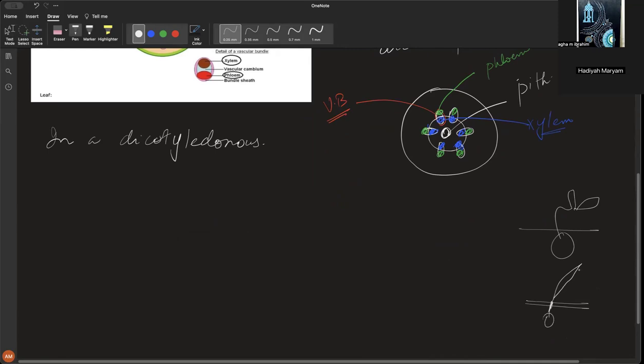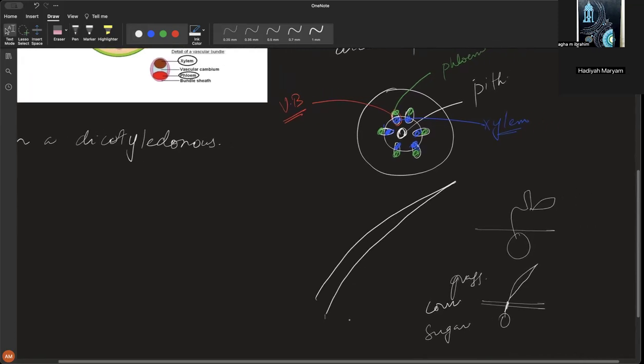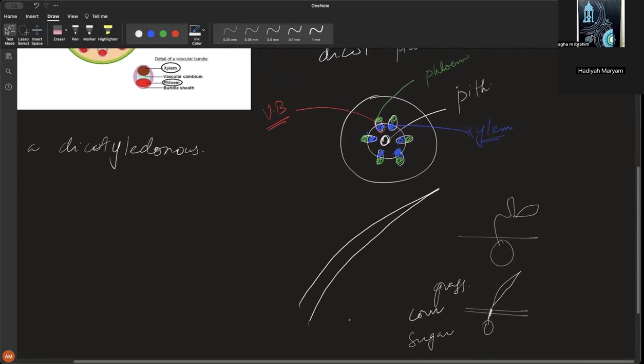So this is just one leaf, like most of the grass. Have you seen the corn or sugarcane? Those are monocot. They have long leaves like these. But as for the other flowering plants like mango, like all the other plants, you're going to see that they have leaves which are like this.